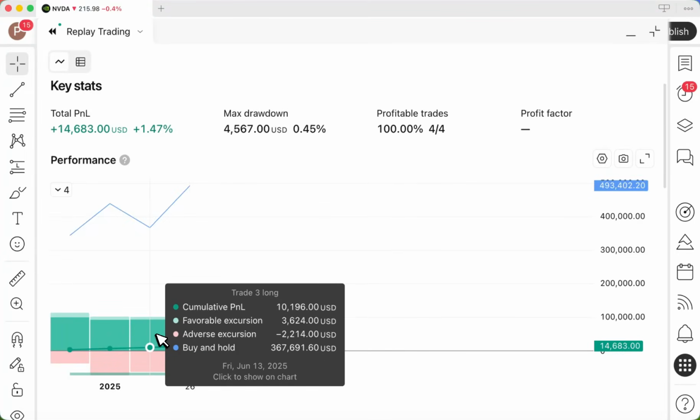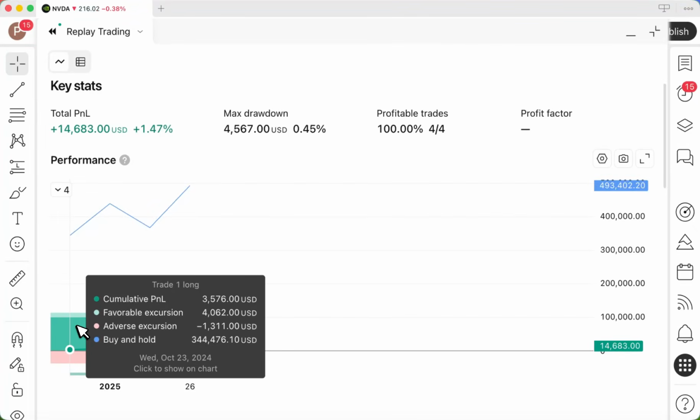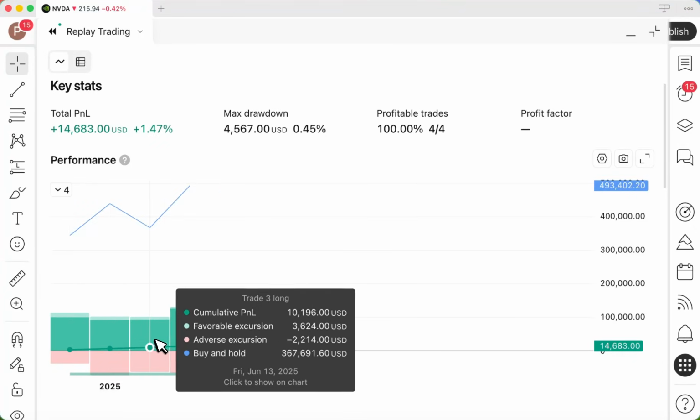And the excursions, favorable and adverse, show you how efficiently you positioned yourself, whether long or short. So I bought here my first trade. I took $3,500 profit, but before I took that profit, it actually went more than $4,000 in my favor. As for adverse excursion, it went against me $1,300. And you can see that for each trade.